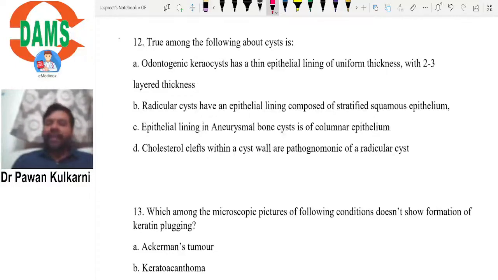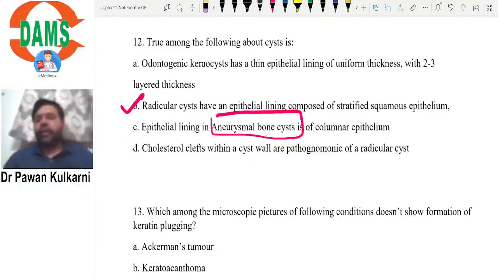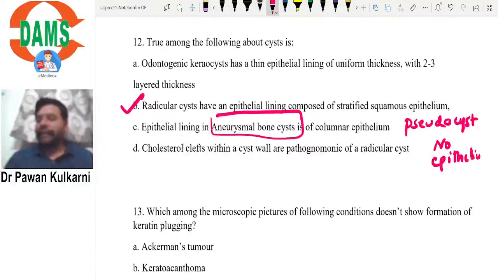Radicular cysts have epithelial lining composed of stratified squamous epithelium. That's true. That's the true statement. So we have got one true statement. Let us see the other statements. Epithelial lining in aneurysmal bone cyst is columnar epithelium. That's a false statement, because aneurysmal bone cyst is a pseudocyst. ABC is basically a pseudocyst. It doesn't have any lining epithelium, no epithelium. So it is false that we are able to see columnar epithelium in aneurysmal bone cyst.